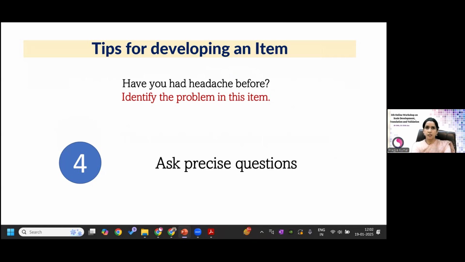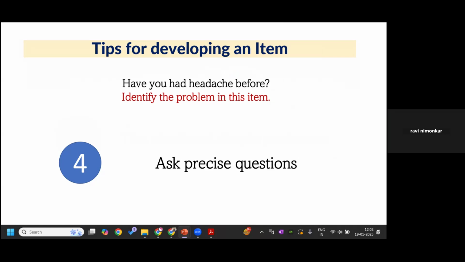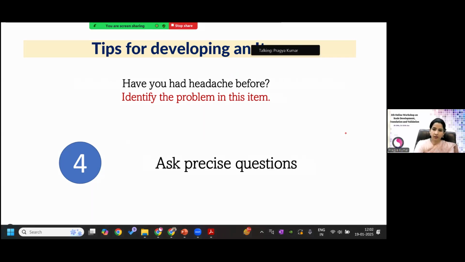Again, next question, have you had headache before? What is the problem in this question? Before. Yeah, very right. Because I'm not clear what I mean by the term before. Before means last 24 hours, last 1 month, 1 year, or what?